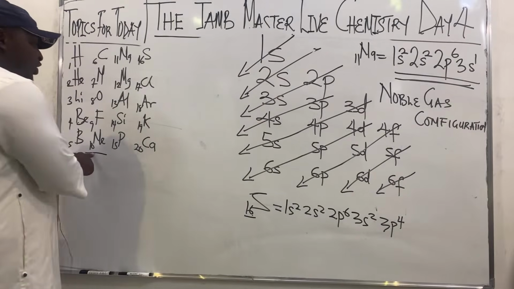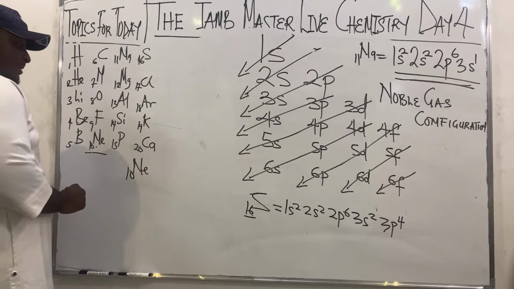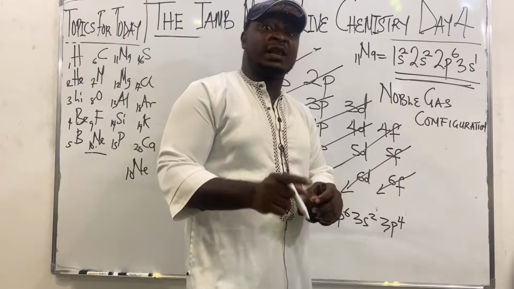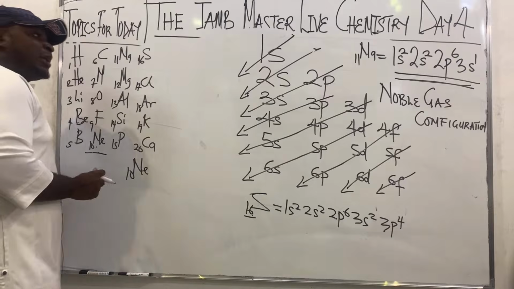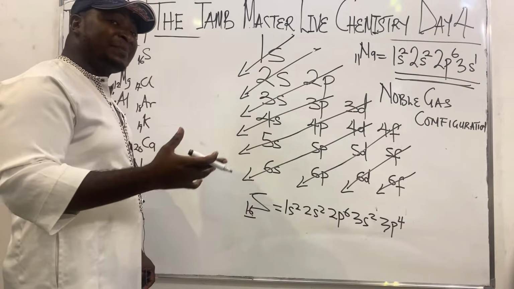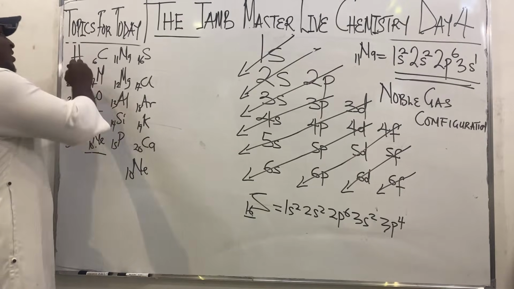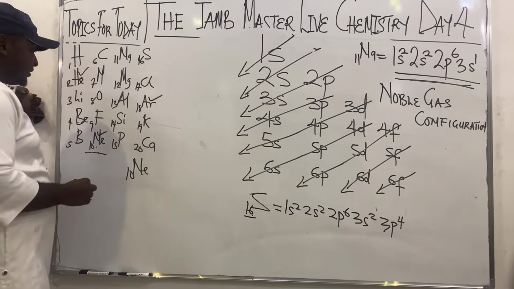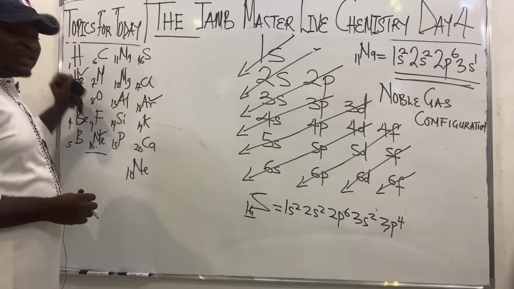Class, who is neon? Neon is number 10, and neon is a noble gas. When they ask you to write the noble gas configuration of an element, you will find the closest noble gas to the element. Who is the closest to sodium? Neon. By closest, I mean the closest noble gas before the element, not the one after. In case you're not very familiar with noble gases, these are the noble gases in the first 20 elements: helium, neon, and argon. So the number 2 element is a noble gas, number 10 is a noble gas, number 18 is a noble gas.